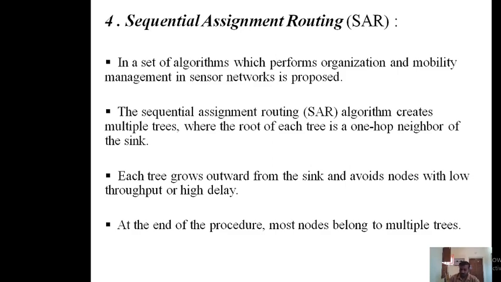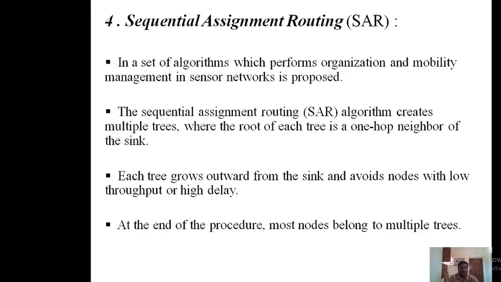organization and mobility management in sensor networks. That means this routing has the capability to arrange the nodes and also to maintain mobility. These are the two main works done by sequential assignment routing. It creates multiple trees. That means, like the tree structures we have in data structures, such trees are created by this routing.